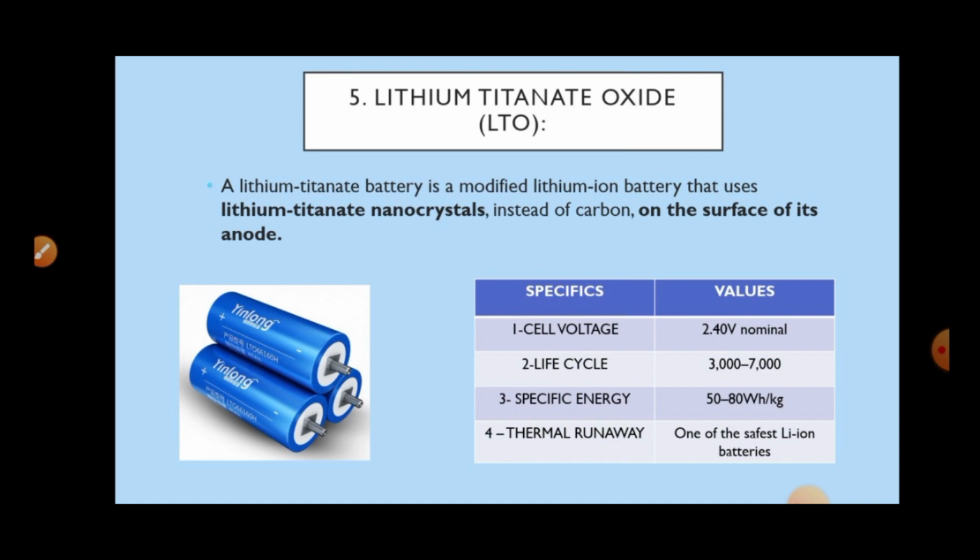Let's take a look at some numbers. First, cell voltage is 2.40 volt nominal. Second, the life cycles of an LTO battery last up to 3000 to 7000 charges. Third, the specific energy of LTO is 50 to 80 watt hour per kg.